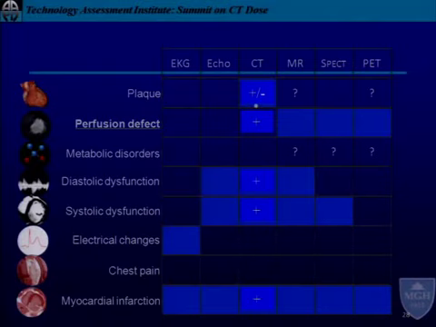It can show you potentially the perfusion defect. It can potentially characterize the plaque. It can show you both the diastolic dysfunction and the systolic dysfunction, and it can actually show you the myocardial infarction itself. Okay, so the CT actually is a fairly good modality for assessing cardiac perfusion.